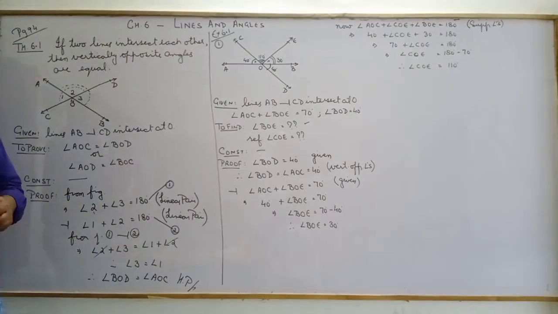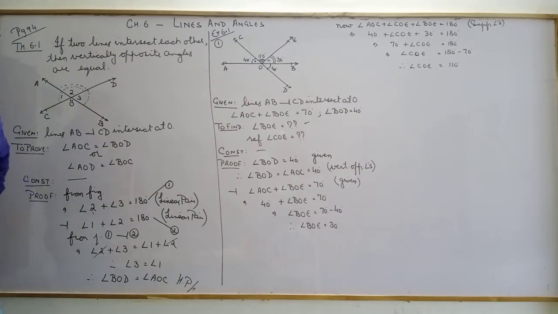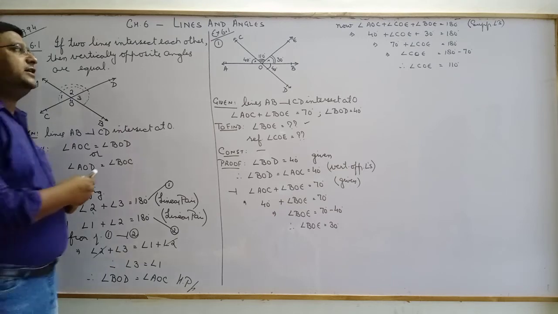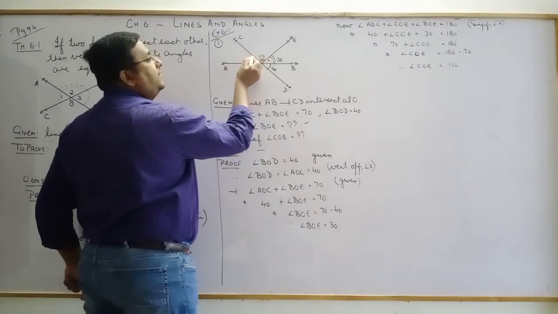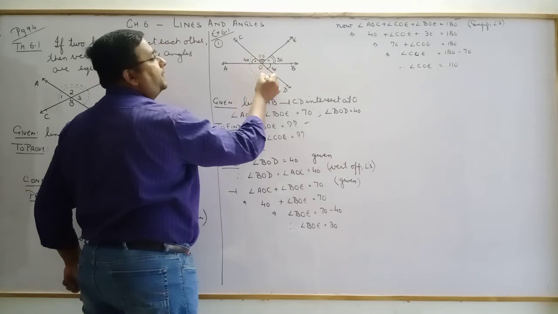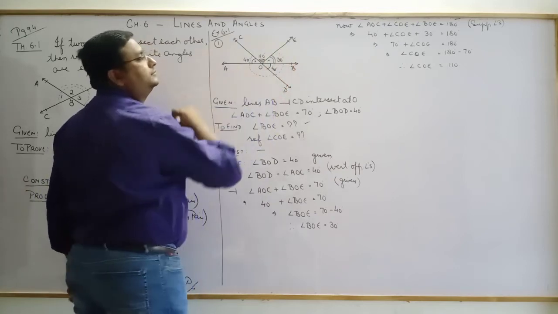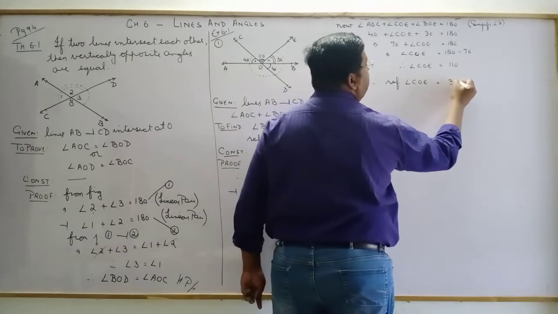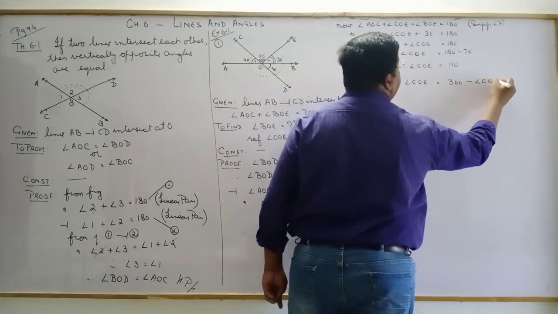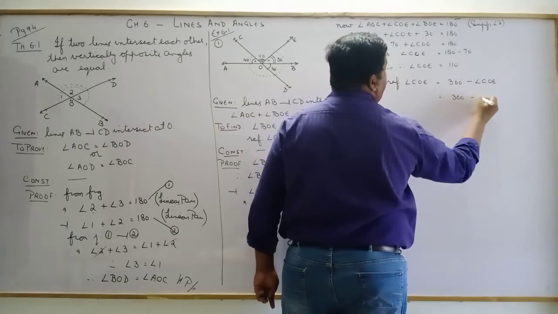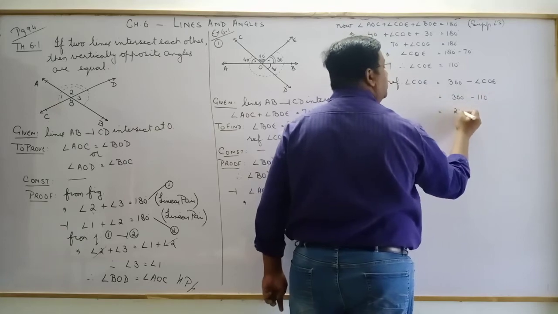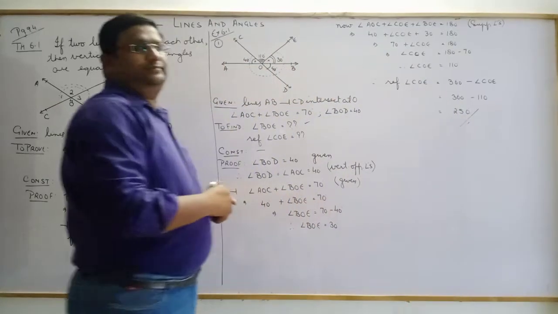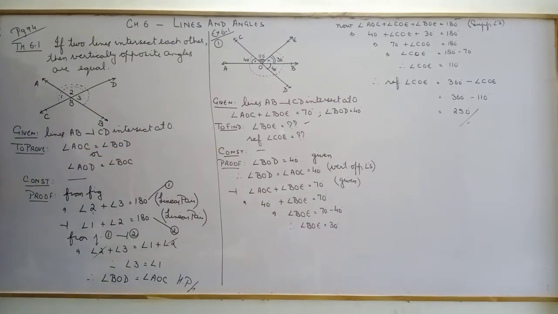He was telling us to find the reflex angle, and we all know the definition: a reflex angle is more than 180 and less than 360. So that means the rest of the angle will be the reflex angle. Therefore, reflex angle COE is equal to 360 degrees minus angle COE. So 360 degrees minus 110, that is how much? 250 degrees. Can you see? If we make the figure carefully, everything will be so visible to us. Nothing new.